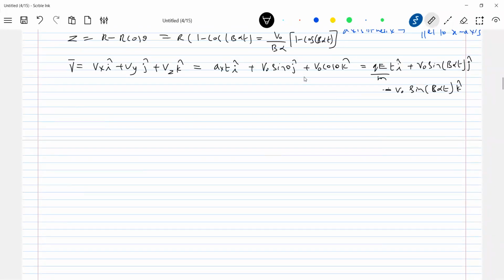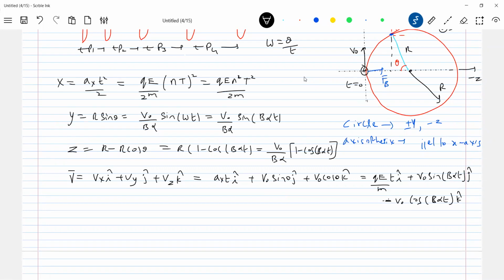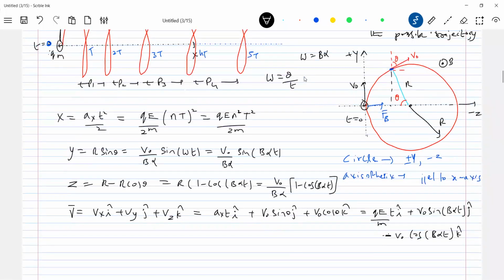Yes, sir, it is V naught cos beta B alpha t k cap. Okay, yeah, thank you. Oh no, this is cos, that is sine. Here, V naught cos theta j cap, V naught sine B alpha t k cap. I just made corrections, just see here at this particular point. V naught cos theta will be along the y-axis, V naught sin theta will be along the negative z-axis.